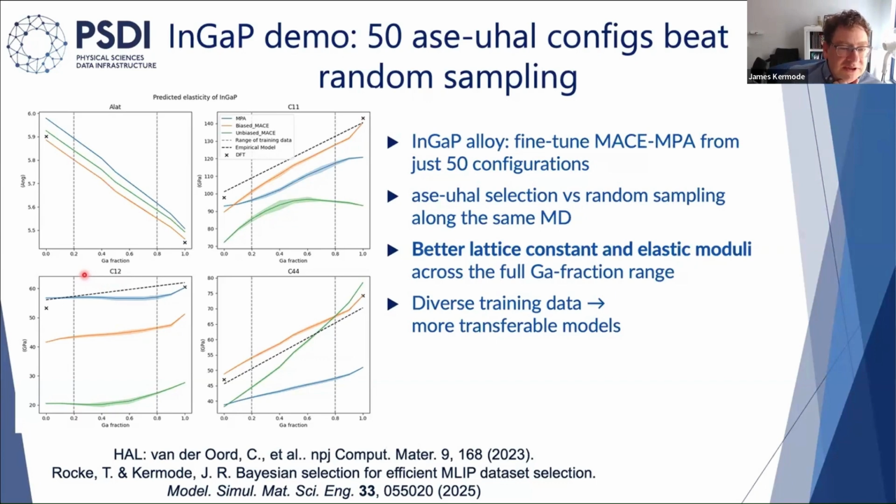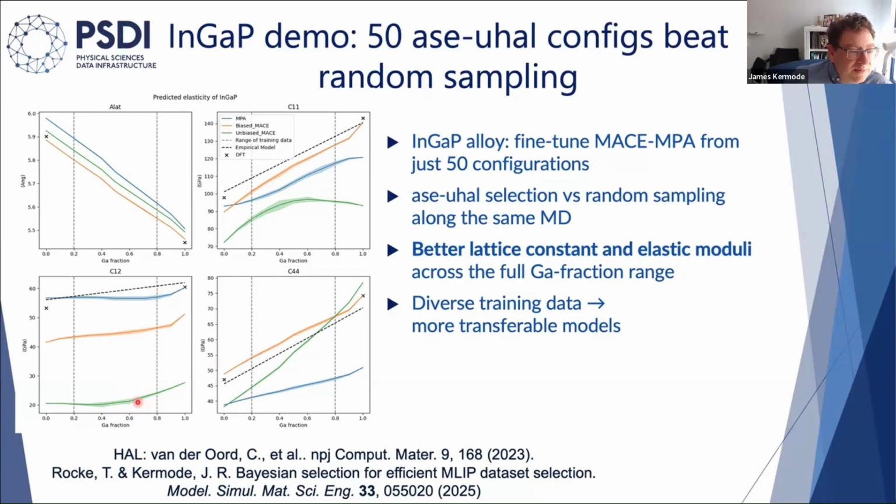And to do a fair comparison, we did the same thing with random samples from an unbiased version of equivalent dynamics. So it's hard to do it completely equivalently, but we did the best job that we could. And we see an improvement in both the lattice constant. So the biased model is the orange one. It's getting significantly closer to the reference results than the one based on random samples.